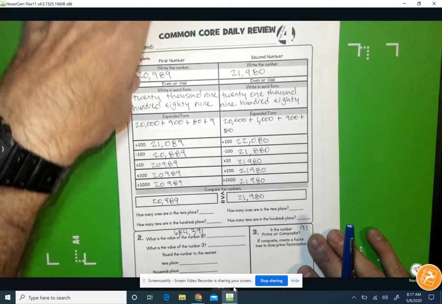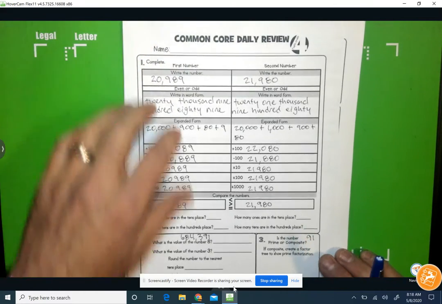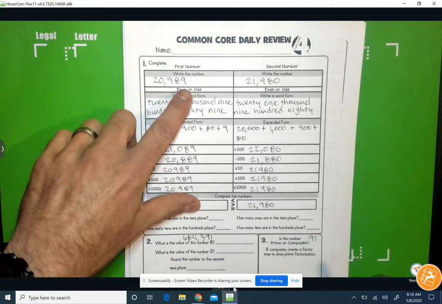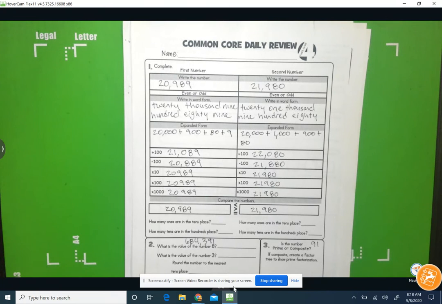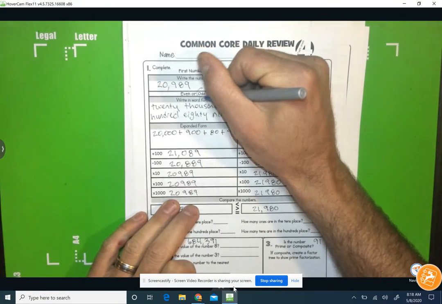I'm looking at 20,989. And I see that there is a 9 in the ones place. 9 is an odd number. Therefore, because that odd digit 9 is in the ones place, it makes the entire number odd.